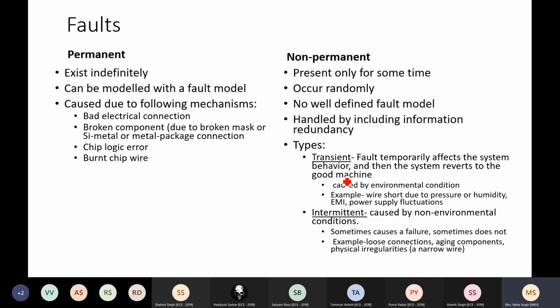and the system reverts back to a good machine whenever the condition is removed. For example, your temperature rise. Intermittent means these are non-environmental conditions. Again the system may become correct again, but we are not sure when. In transient, I know that if the temperature falls down it will work properly, but in intermittent, suppose there is a loose connection. A loose connection is sometimes loose and sometimes tight. I am not able to identify whether at a particular time the connection is actually loose or not. So those are classified as intermittent faults.